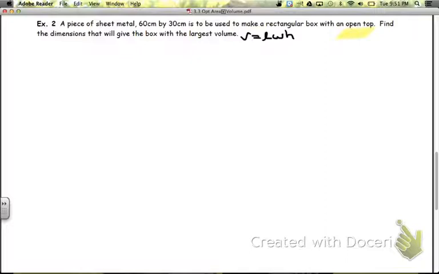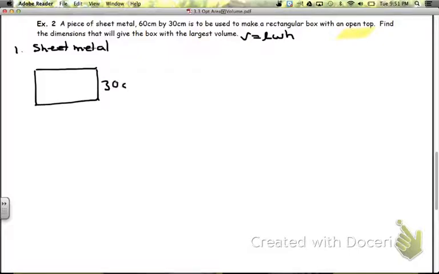So we're going to set this up following the same steps as we used in our previous example. So our first step here is to draw a diagram. First, let's just look at our sheet metal. So it tells me that my sheet metal is 60 centimeters by 30 centimeters.